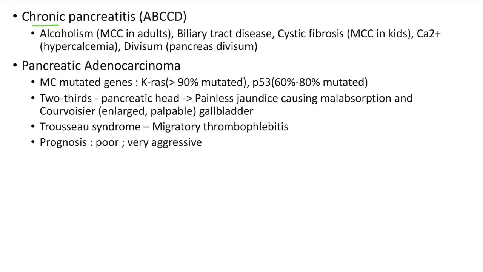Now let us see about chronic pancreatitis. The causes can be remembered by the mnemonic ABCCD, that is alcoholism, which is the most common cause in adults, biliary tract disease, cystic fibrosis, which is the most common cause in kids, calcium, that is hypercalcemia, and divisum, that is pancreatic divisum.